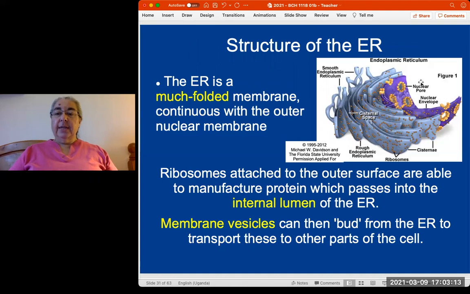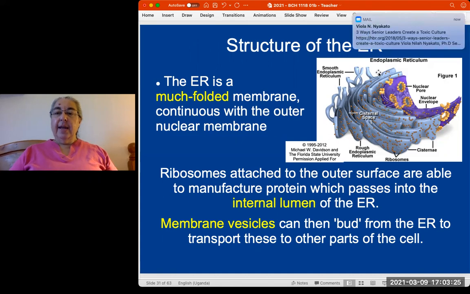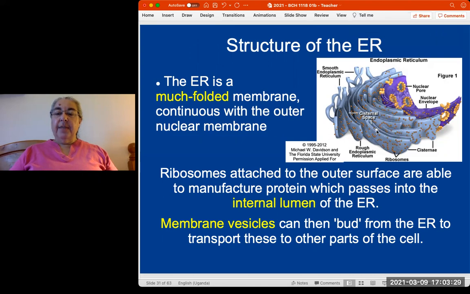So here is the structure of the endoplasmic reticulum. As I said earlier, it's attached to the outer membrane of the nuclear membrane, which you can see here. And here you can see the folds of the endoplasmic reticulum. So a very folded structure. And this is the rough endoplasmic reticulum covered in little knobbles of ribosomes. The folds are called cisternae.